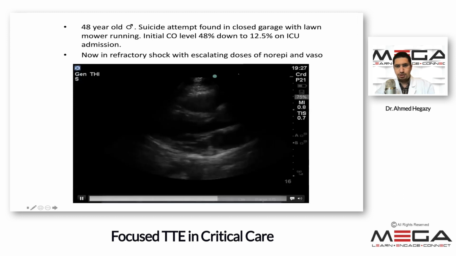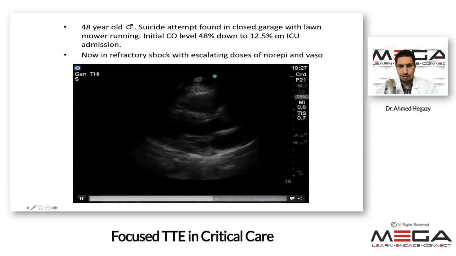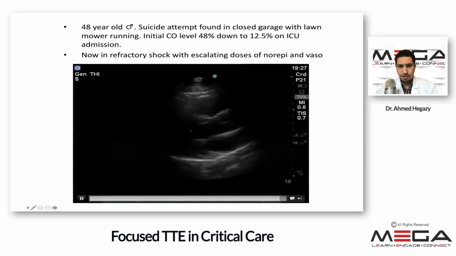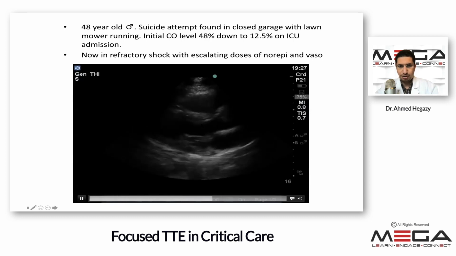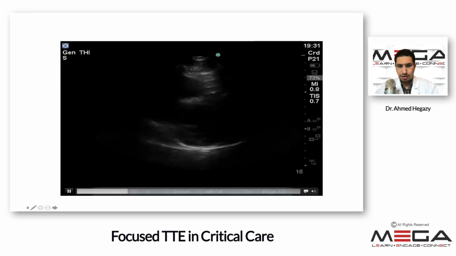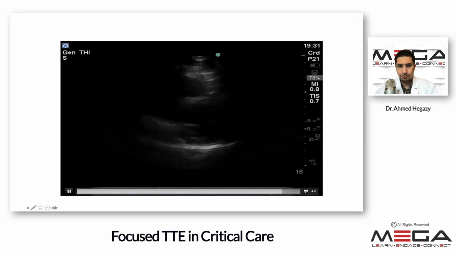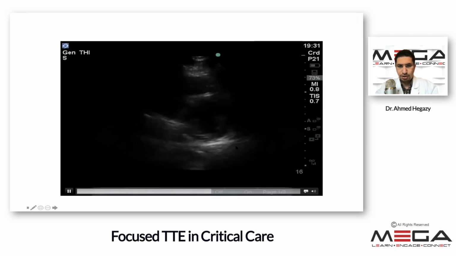So we did a point of care ultrasound, and this is our parasternal long axis view. And what you see here is the LV, and the LV contractility looks to be severely impaired. And we confirm that. We look here at a parasternal short axis, a globally impaired left ventricular function. So the left ventricle is globally impaired. It's not regional. It's all down.